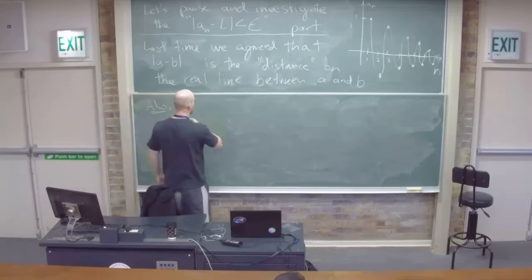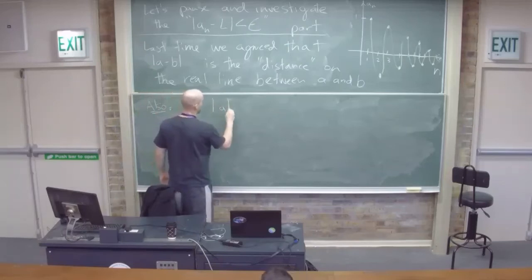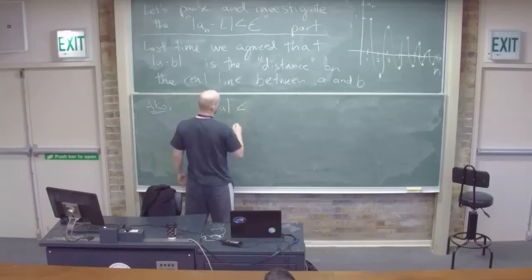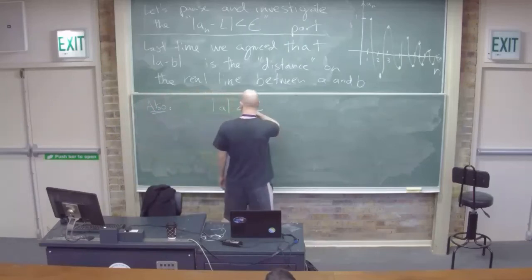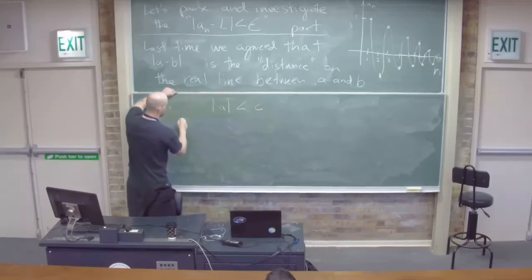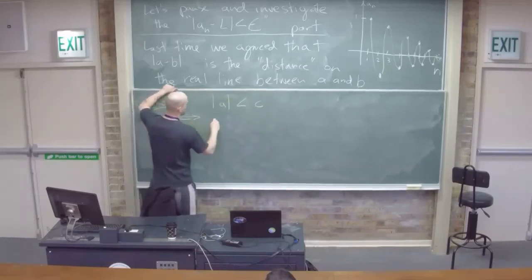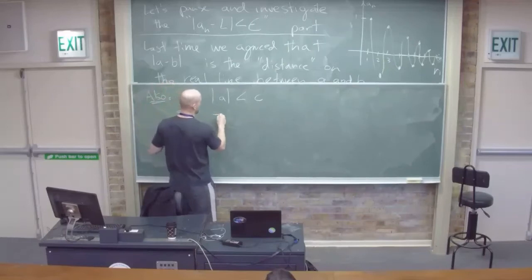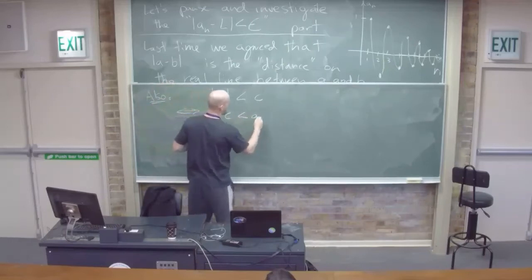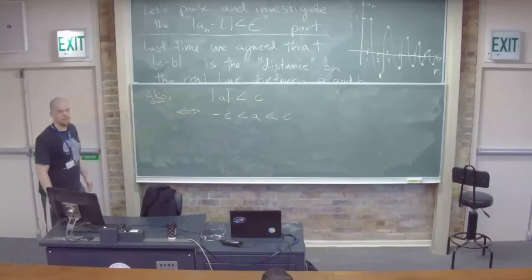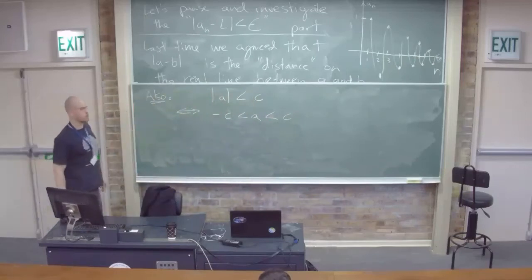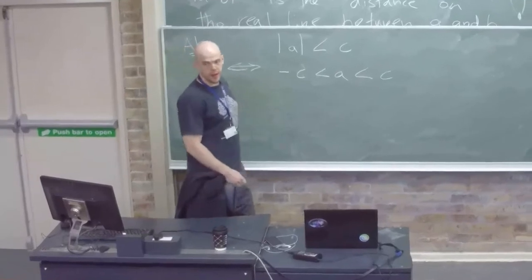it's true that if the absolute value of, say, A is less than C, this is equivalent to saying this: -C < A < C. Okay? And we're going to use this all the time. Like, from now on throughout the course, we're going to use this all the time. So we need to know this.